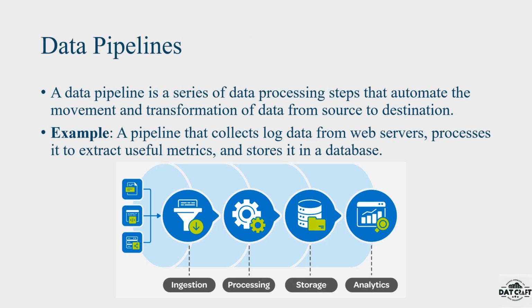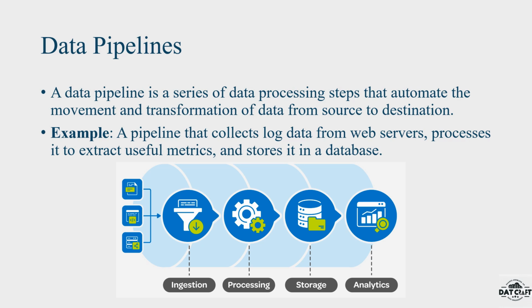Moving on to data pipelines. A data pipeline is a series of data processing steps that automate the movement and transformation of data from source to destination. This process is essential for ensuring that data flows smoothly and efficiently through an organization's system.